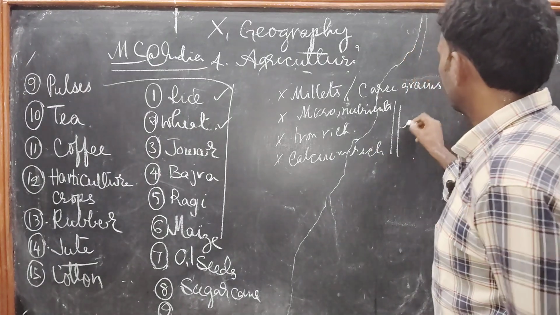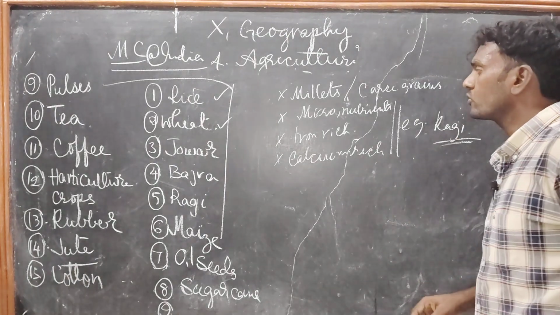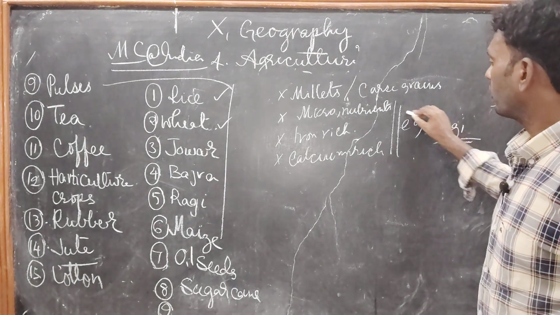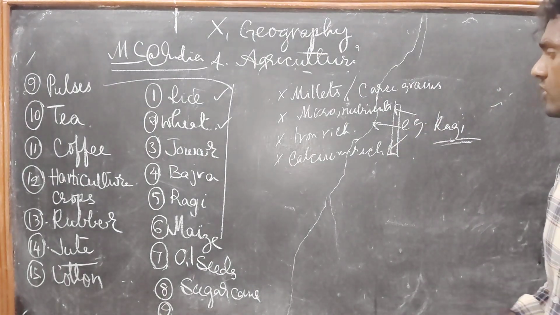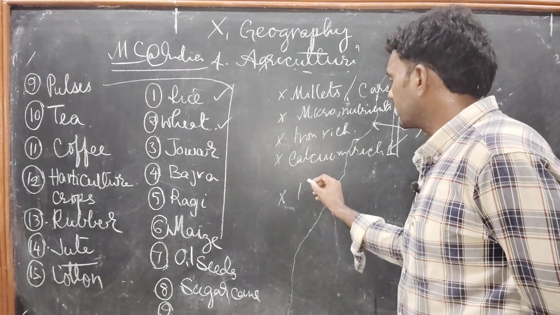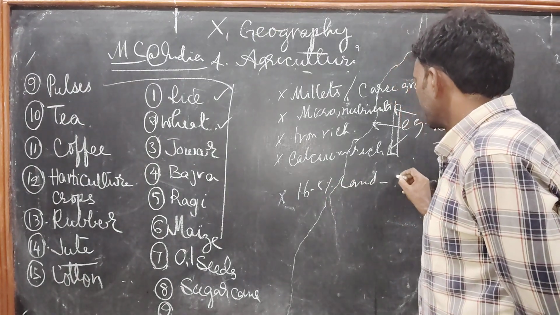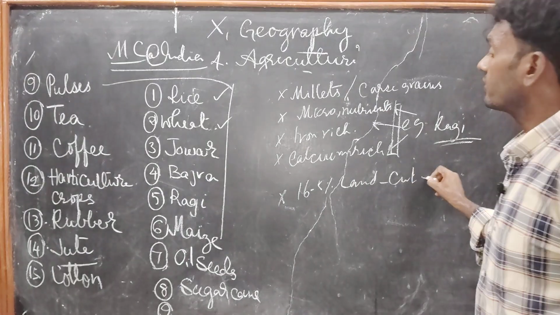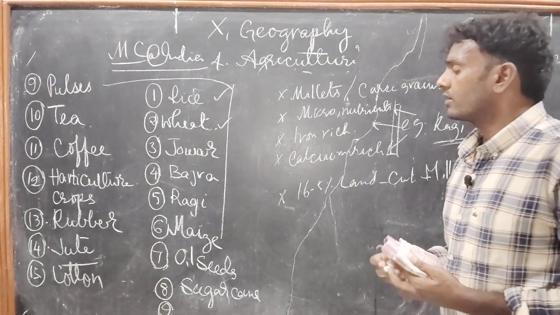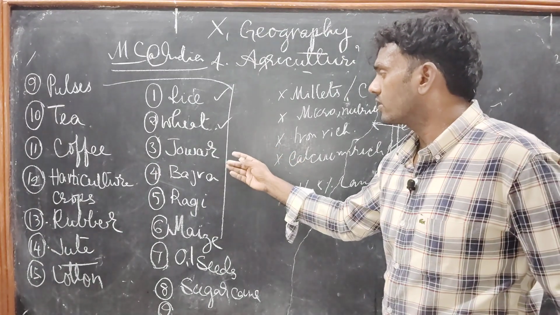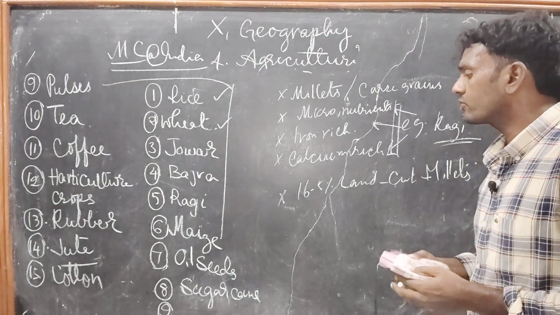So for example, ragi, we can say it is also coarse. It contains micronutrients as well as iron rich and also calcium rich. These are one of the examples. In India, 16.5% of land is under cultivation of millets. See, coming to next, jowar, bajra, ragi, maize. All this comes under millets. Okay, we will discuss one by one.